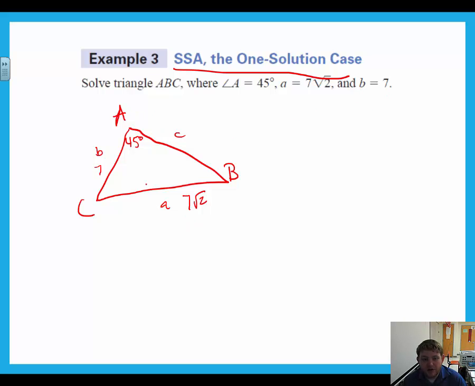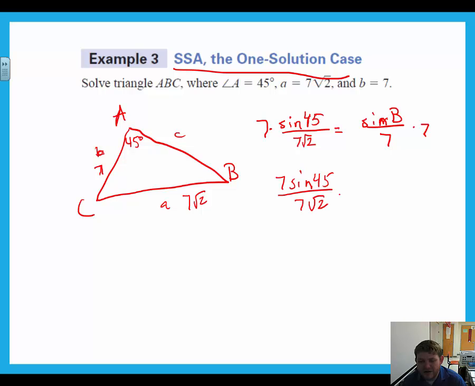Well, I know both of my A's, so I'm going to go ahead and use sine A, capital A, which is 45 degrees, over little a, which is 7 square root of 2, is equal to, the only thing I know right now is what B is, so I'm going to use sine of big B over little b, which is 7. So I'm going to multiply both sides by 7 here, and when you do, we're going to have 7 times sine 45 divided by 7 radical 2. And that's going to be sine of B.